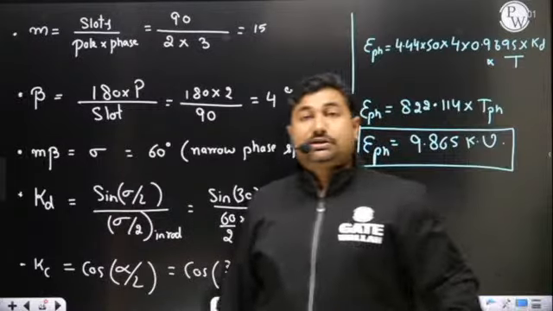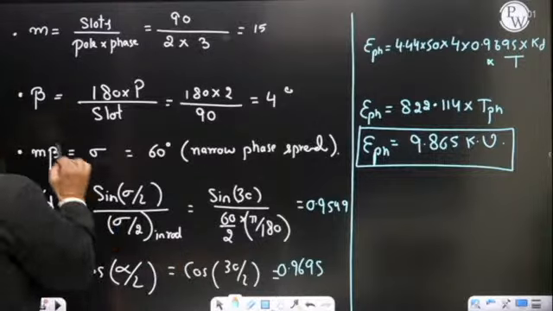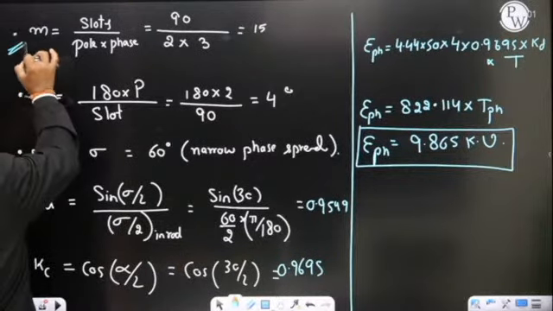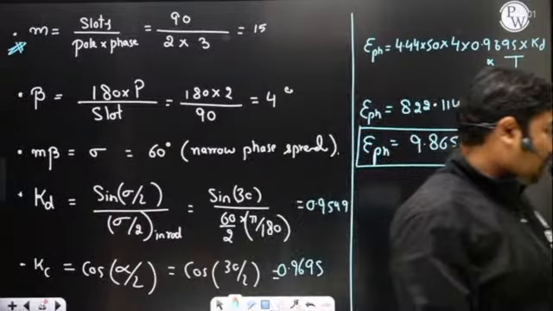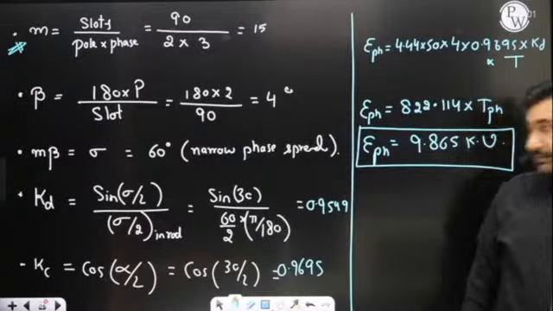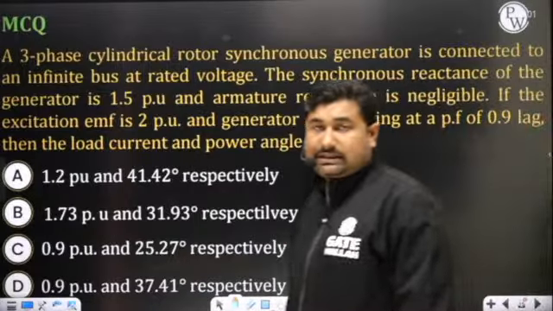In case the machine is 2 phase, then you have to be careful with turns per phase. Also you need to be careful with the number of slots per pole per phase, that is m. So these two things are very important. Great. Very simple, formula based. Hoping you are able to understand that question.